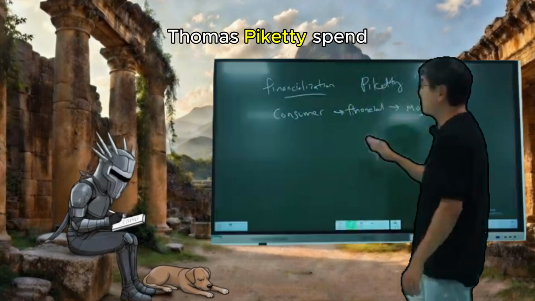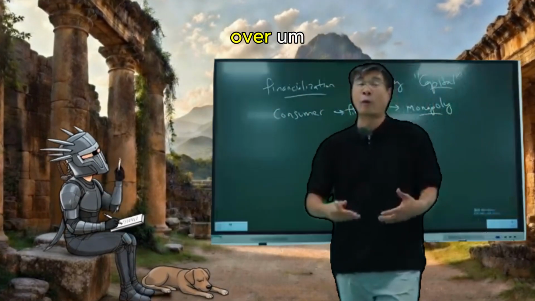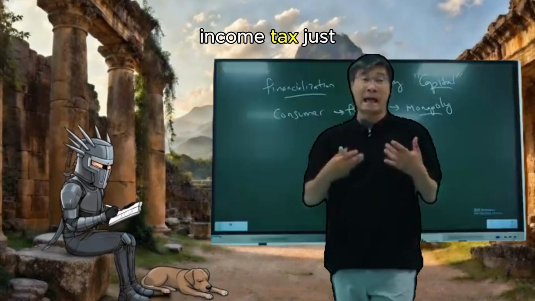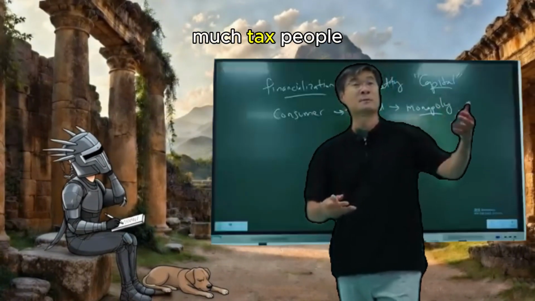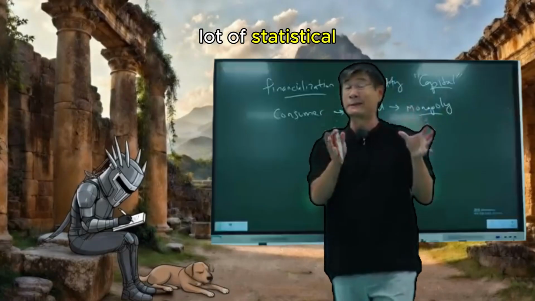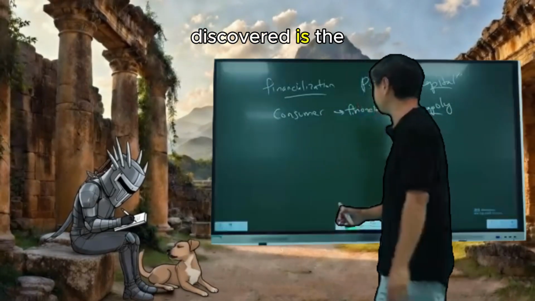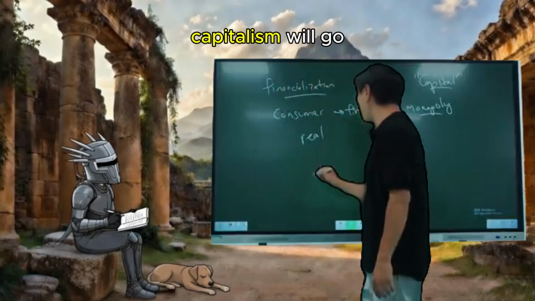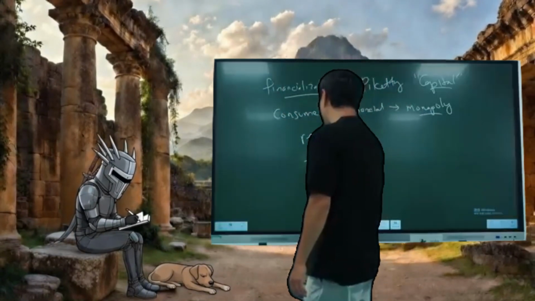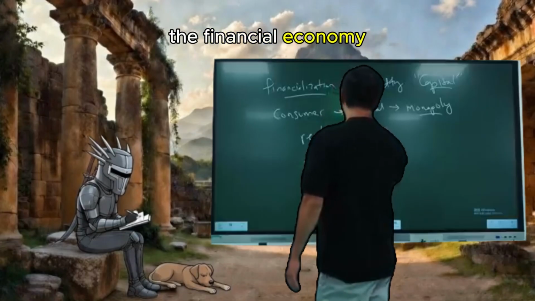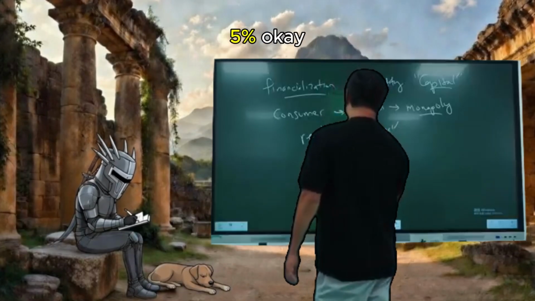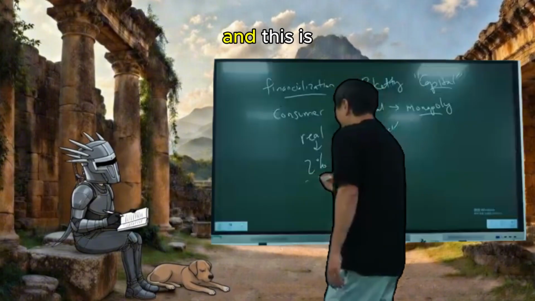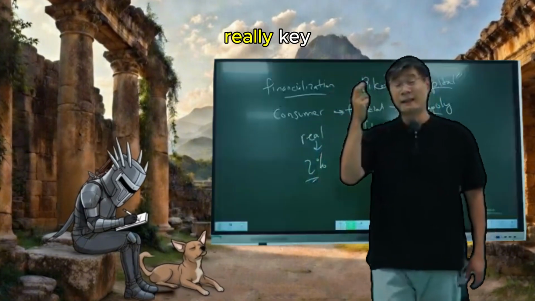Thomas Piketty spent a lot of time going over income tax, just looking at how much tax people paid. He did a lot of statistical analysis. And what he discovered is the real economy in late stage capitalism will grow about 2%. The financial economy will grow at 5%. Okay? And this is really key.